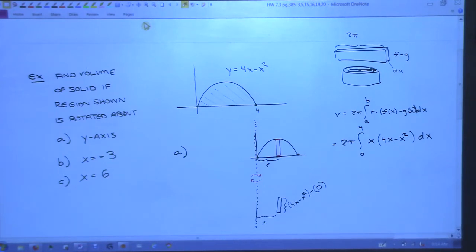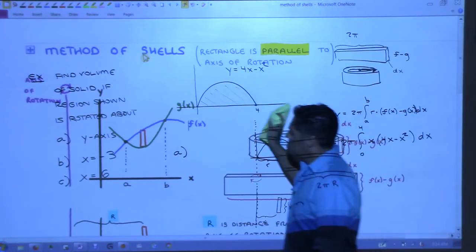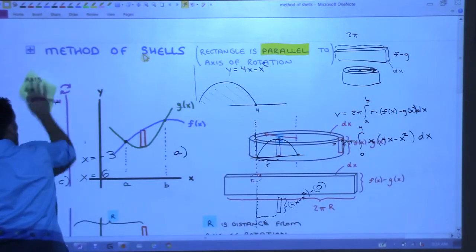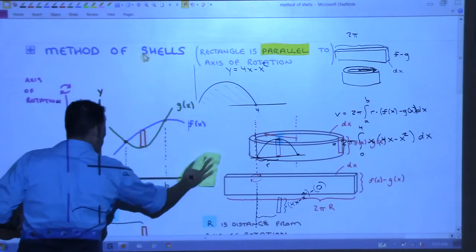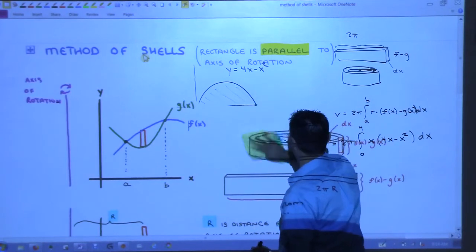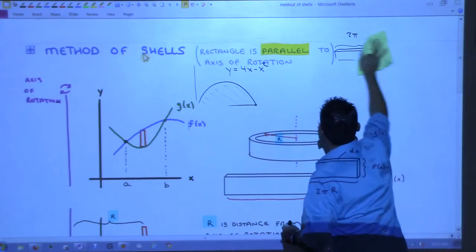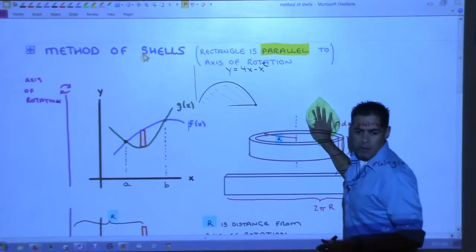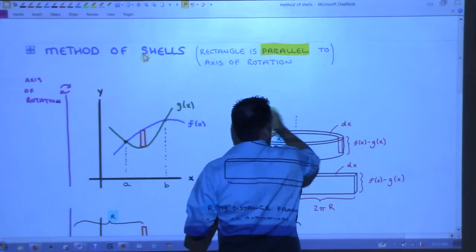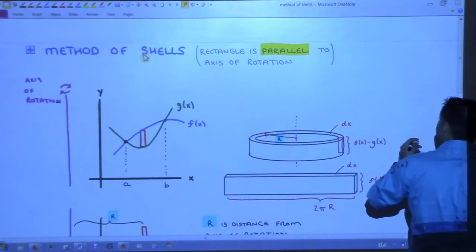Okay, so I'm going to bring up the notes again and let's just talk about shells, and then we'll do parts B and C. So for shells, where did the x come from, for the x times 4x? Let's get this clear, because I think this is the part that causes the most trouble.